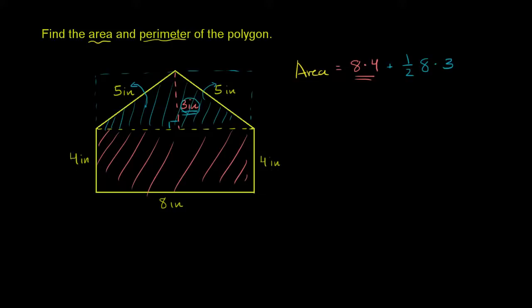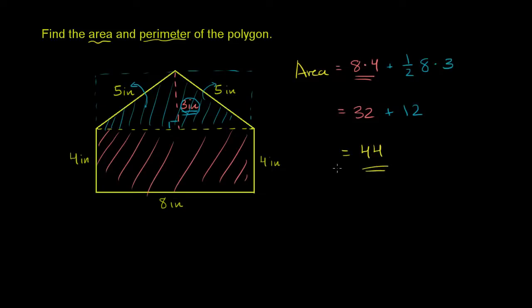So once again, let's go back and calculate it. So this is going to be 32 plus 1/2 times 8 is 4. 4 times 3 is 12. And so our area for our shape is going to be 44.